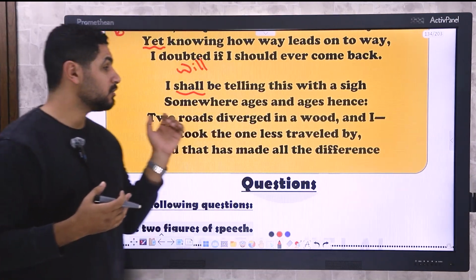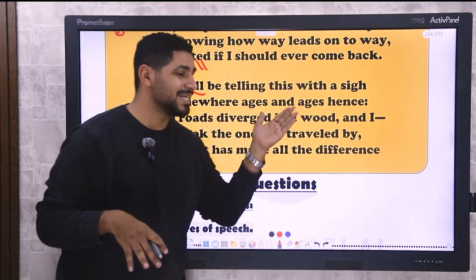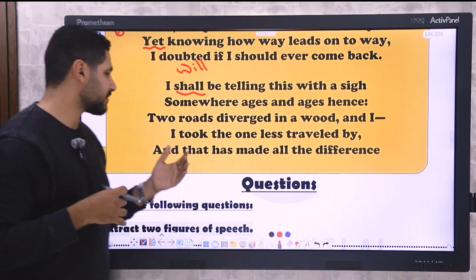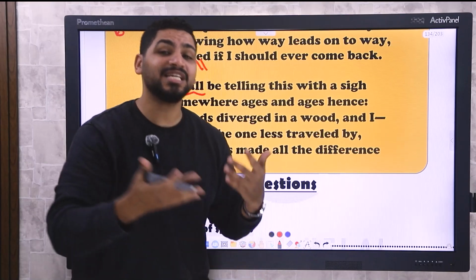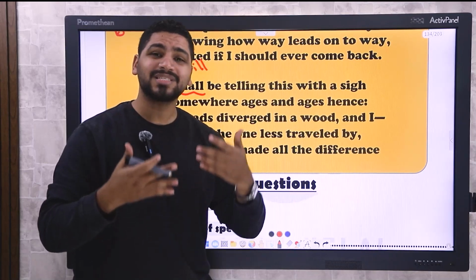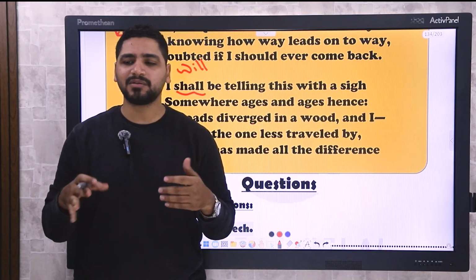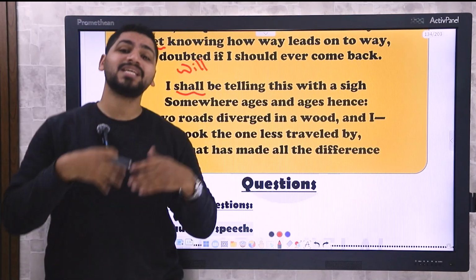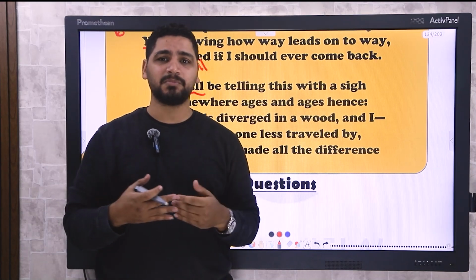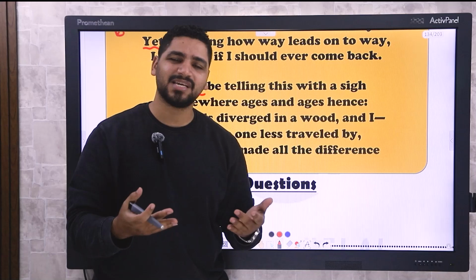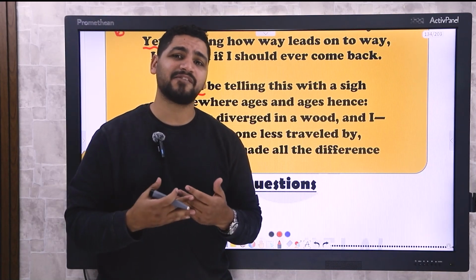What will he tell? Two roads diverged, two roads split, two roads diverged in a yellow wood, and I took the one less traveled by. When he took the road, he realized that he took the road which was less taken by people. Because at the beginning, he thought that the roads were the same. But when he took the road, he realized, oh, this road is different because it was less taken by people, which means that he made a mistake. He took the wrong decision. And this has affected his life negatively.